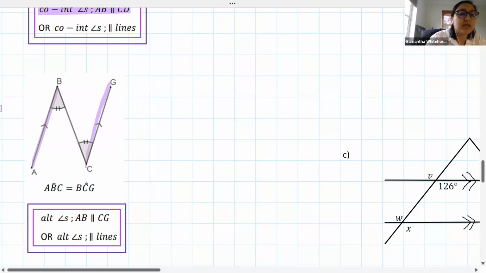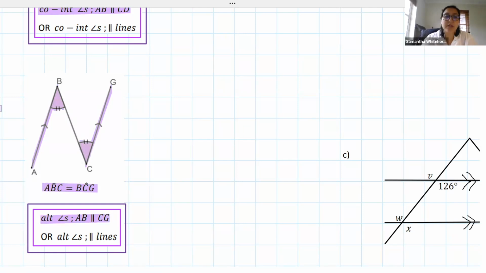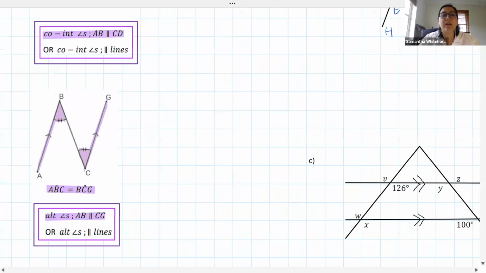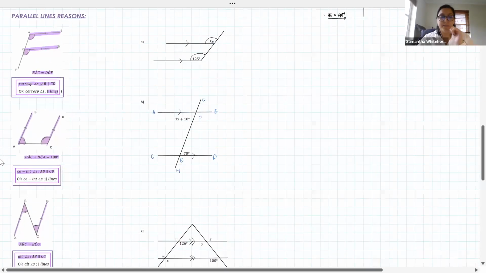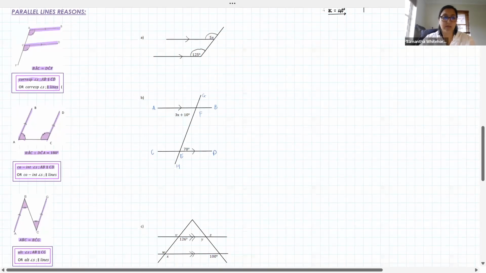The final parallel line reason that we learned about was alternate angles. Alternate angles is the Z in whatever zigzag shape you want to work with, and the angles in alternate positions to each other are equal. Again, we have a reason, alt angles, because they're alternate angles. We always have to give that. So these are the three parallel line reasons that we learned, and that we need to be able to apply. So I'm just going to do that in case you want to take a screenshot of those reasons. We have done them, so you should have them, but just in case.